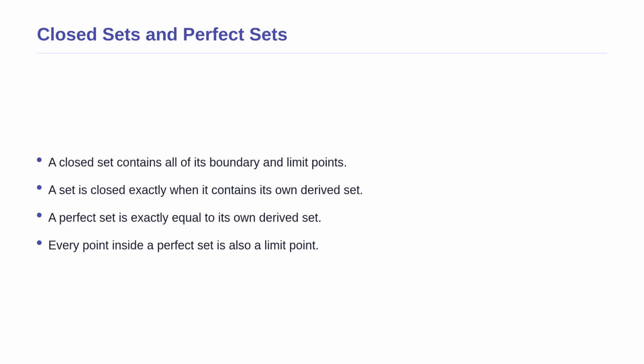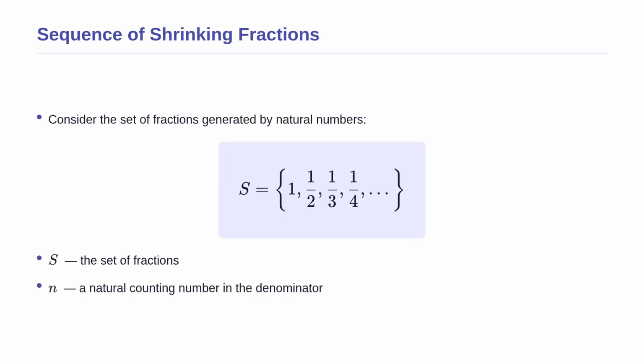A perfect set is exactly equal to its own derived set. This means the set contains all of its limit points and absolutely every single point inside the set is also a limit point. Before we move on, let us see this with a concrete example.